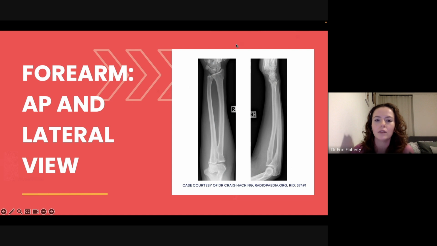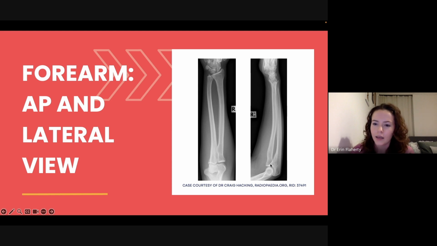So if we have a little look at our bones whilst we're here, the main bones of the forearm we have are our radius, which runs all the way along here, and we have our ulna, which runs along here. Now, there's not really an easy way, I'd say, to remember which is which. They're kind of opposite to one another. Kind of more distally, your radius is a lot larger. More proximally, your ulna is a lot larger.